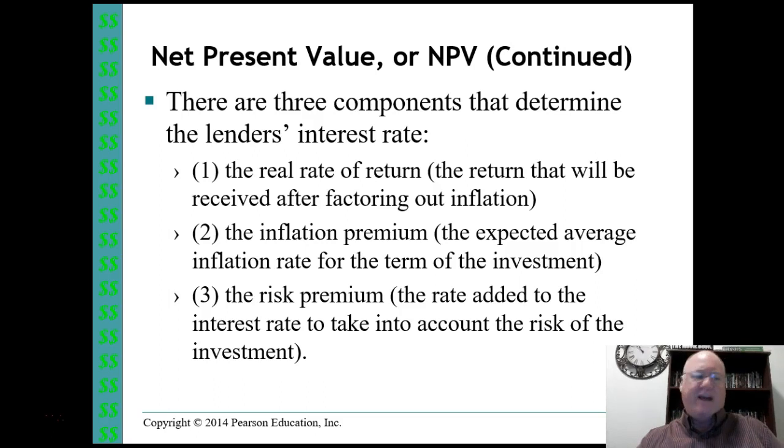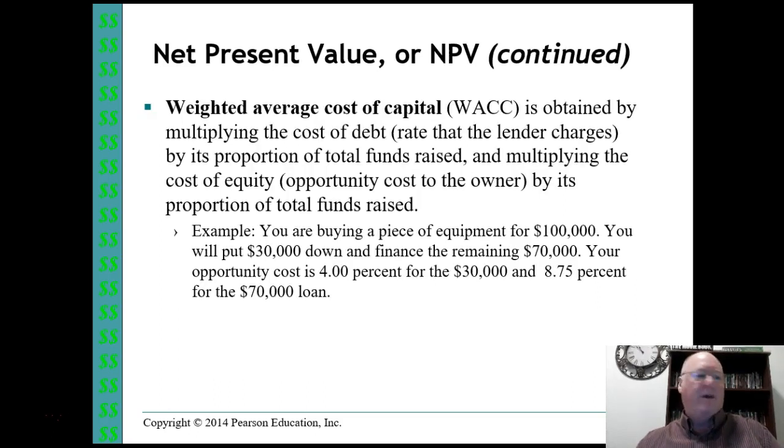Now, one of the terms that's out there that you have to take into account is what is called the cost of capital, or here they're calling it the weighted average cost of capital, which is obtained by multiplying the cost of the debt that you're going to be incurring with the bank or somebody else by the total proportion of the funds raised, and multiplying that by the cost of equity, which is your opportunity cost, by its proportion of the total funds raised. And you kind of read that and you go, say what? And so let me just walk you through an example here.